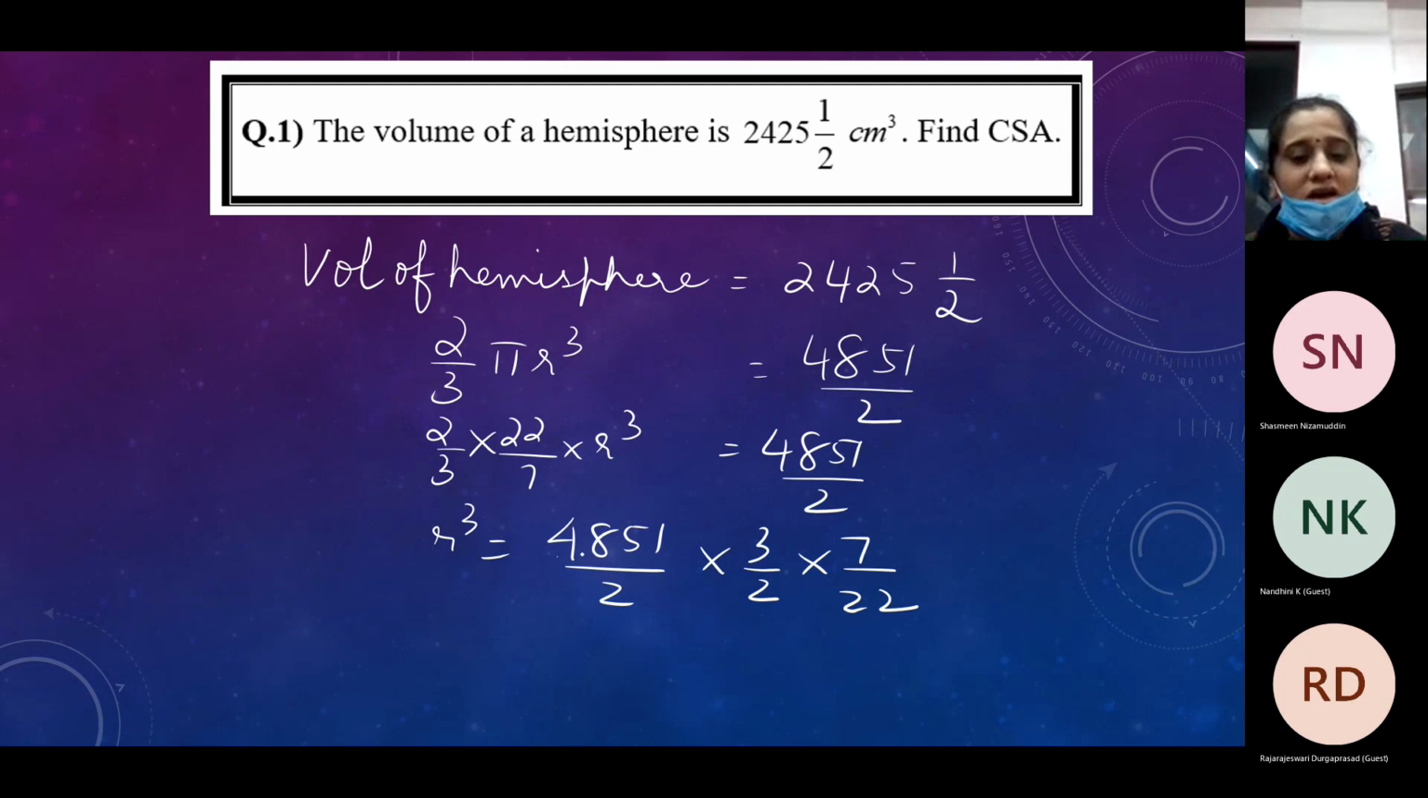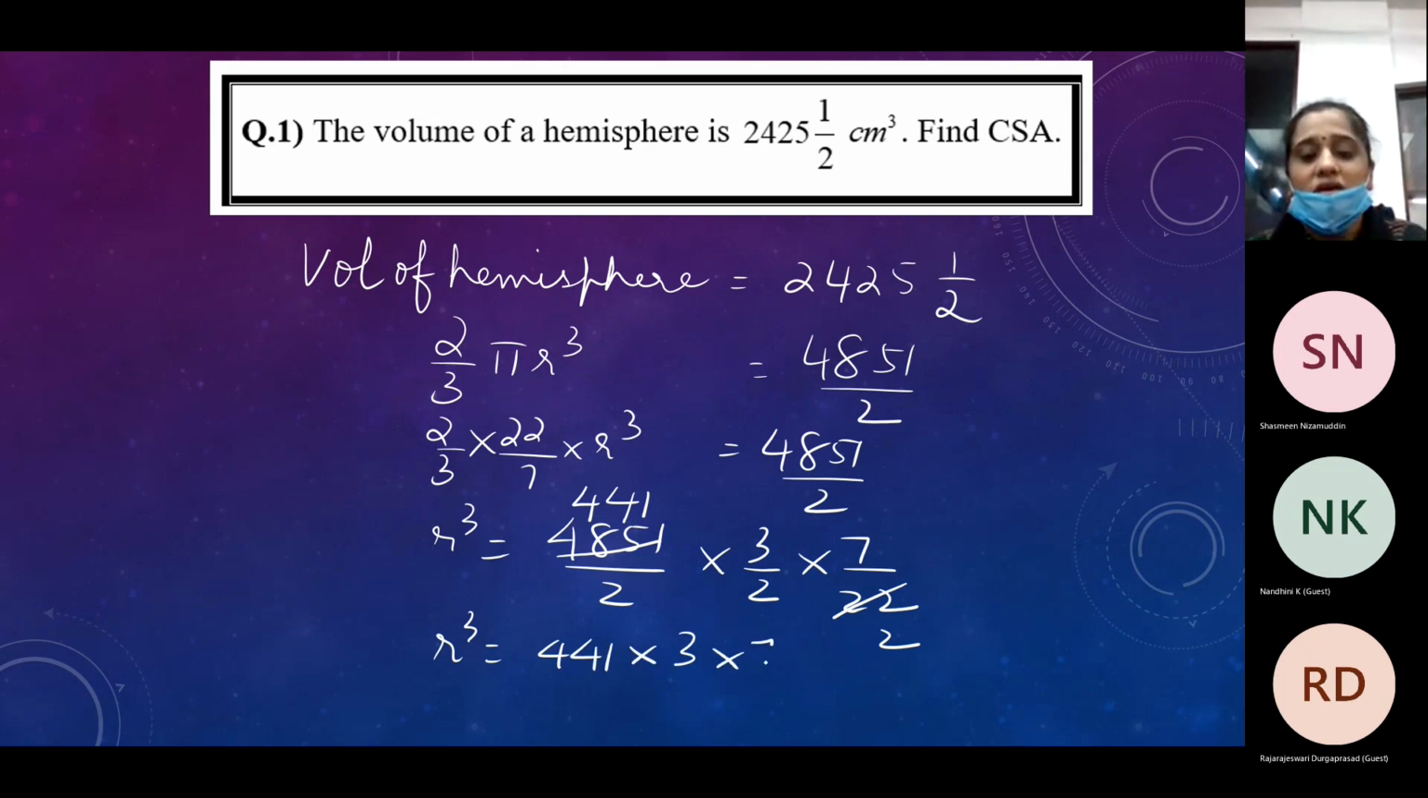So let's try this. 11 fours are 44, 4 remains. 11 fours are 44, 1 remains. And 11 ones are 11. So then this is 441 times 7 by 2. Now see here, R cubed is equal to, we have 3 twos in the denominator. Don't multiply. All of you have multiplied. You should not multiply. Divided by 2 into 2 into 2.